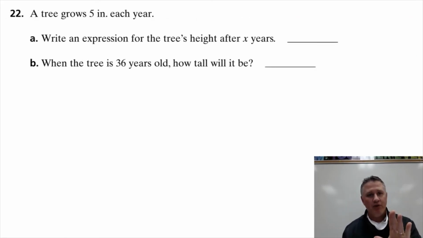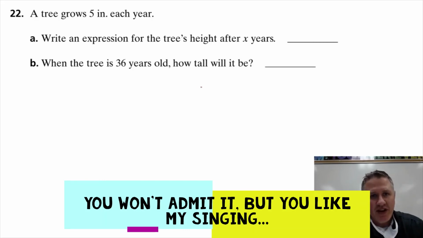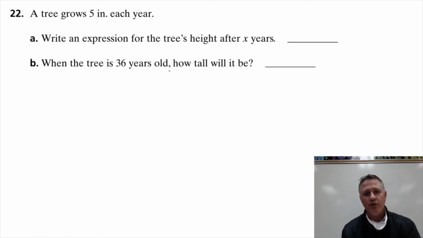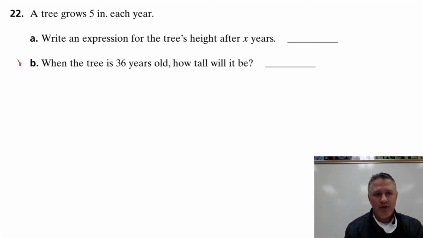And it's the final problem. Okay. A tree grows 5 inches each year. Write an expression for the tree's height after X years. And then when the tree is 36 years old, how tall will it be? I find that sometimes doing B is easier. So I'm going to start with B.